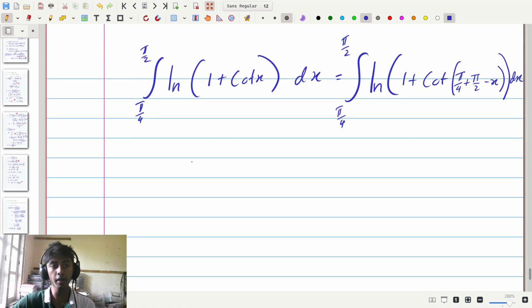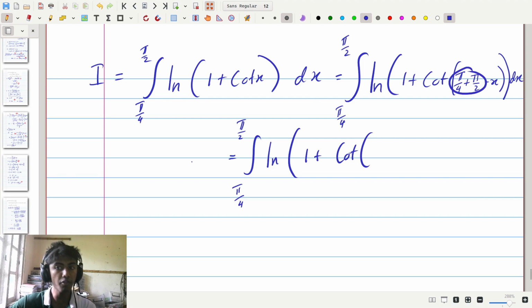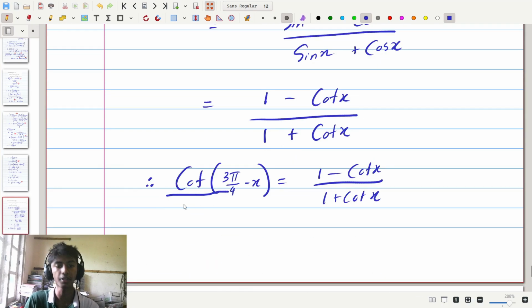Now to solve this integral, what I'm going to do is to call this I and take a look at what this side simplifies down to. So we can see this side simplifies down to the integral from pi by 4 to pi by 2 of the natural logarithm of 1 plus, and on the inside we have cotangent of this angle, which is pi by 4 plus pi by 2, which is equal to pi by 4 plus 2 pi by 4, or 3 pi by 4 minus x. Now you should immediately see that we have the expression that we solved for in the first part of the question. We have cotangent of 3 pi by 4 minus x.